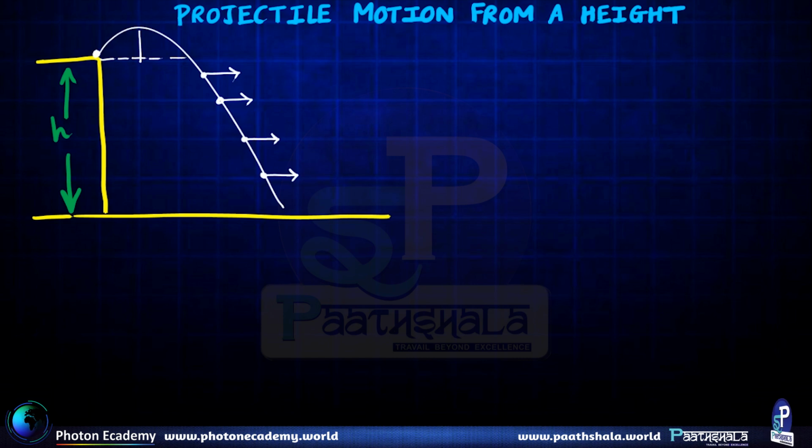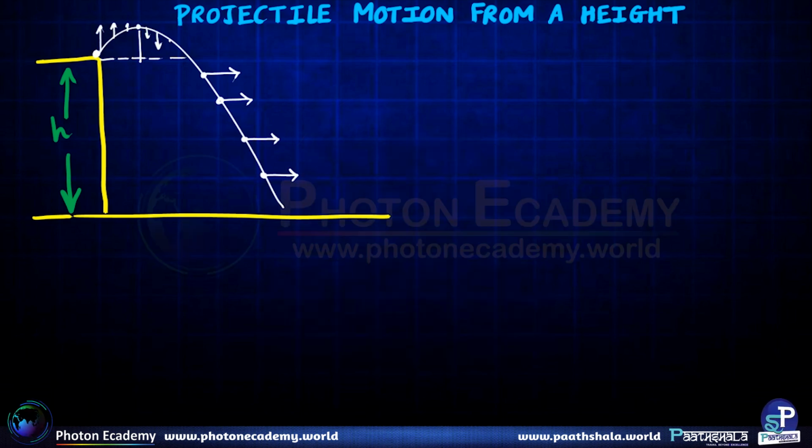That's why the vertical velocity will first decrease, as shown by the arrows that are decreasing in length, and then the vertical velocity will tend to increase, whereas during the whole motion the horizontal velocity remains constant. Let's analyze this motion using equations.